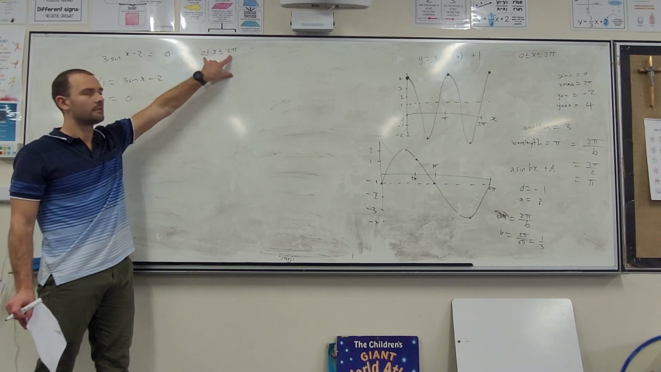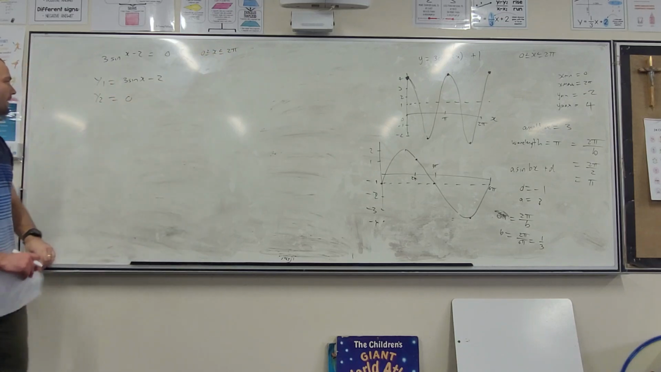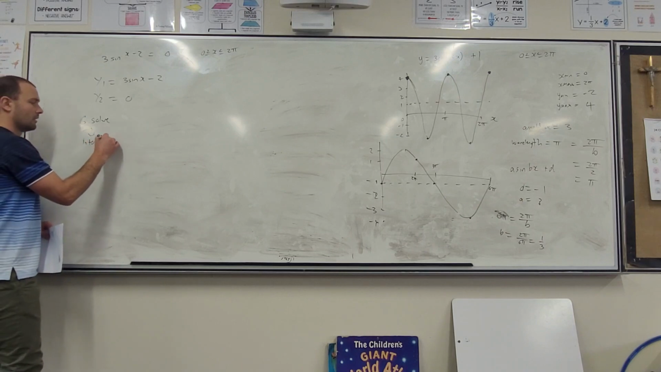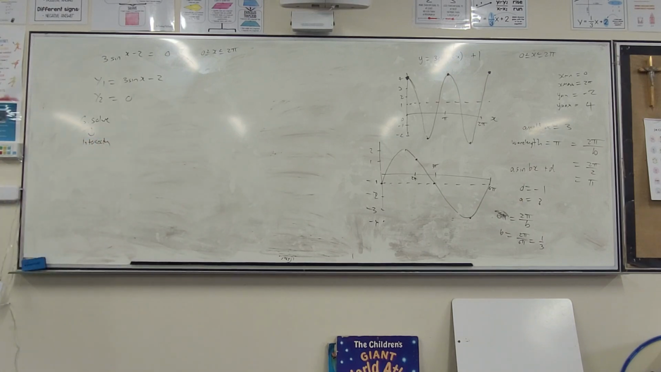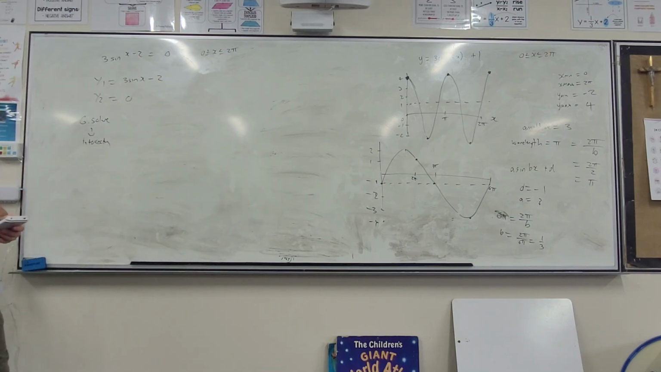V window, 0 to 2 pi. So you're restricting the possible x values. Once you've done that, it's just G-solve, intersection, and obtain all of the solutions. So there's y1, there's y2, graph both of them, set your V window, G-solve, intersection, foolproof process, get the answers. 3 sine x, take away 2, 0, and in radians, of course, because our domain is given to us in radians.